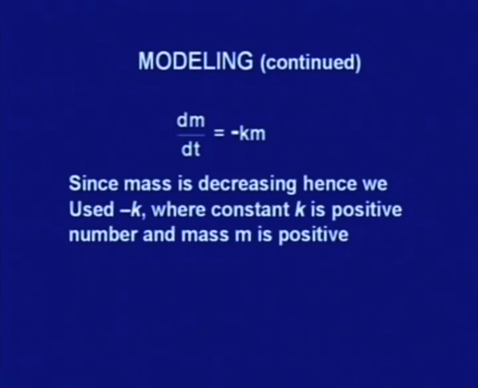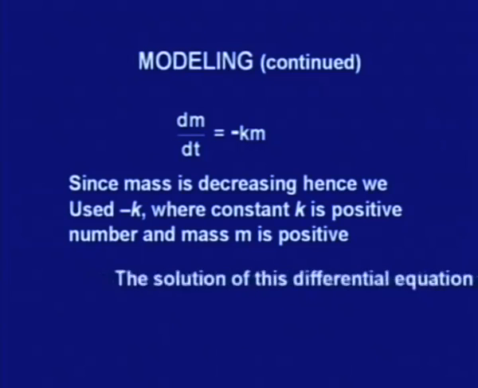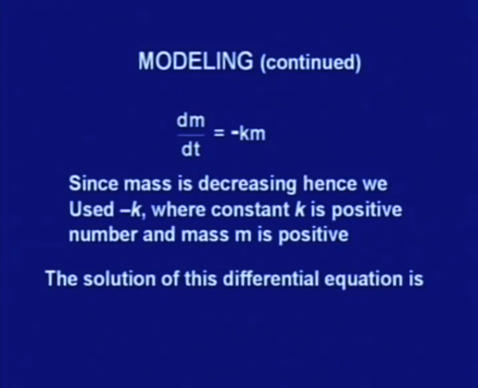Thus, we have used minus k here, and as for the solution of this differential equation, we have already seen this kind of differential equation. The difference is that rather than having plus k, we have minus k here. Of course, we have changed the variable from y to m. So the solution would change to minus k, and the solution would be m(t) is equal to m naught times e to the power minus kt.